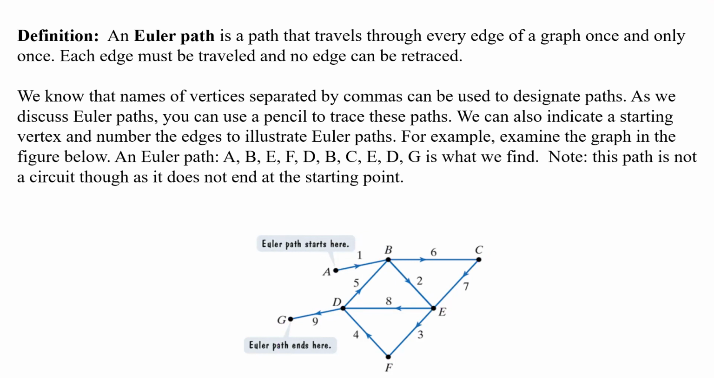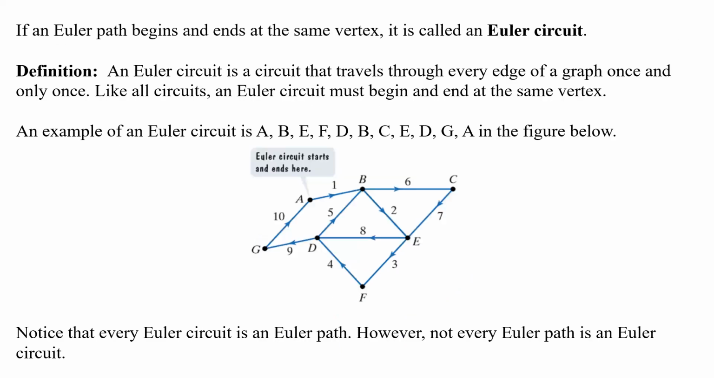Okay. Now note this path is not a circuit because we didn't end and start at that same place. So that's kind of the key again. The path and the circuits aren't always going to be the same. But if you do have a circuit, it will be a path.